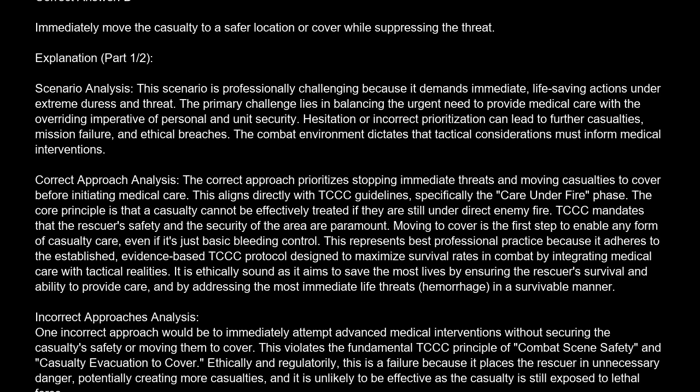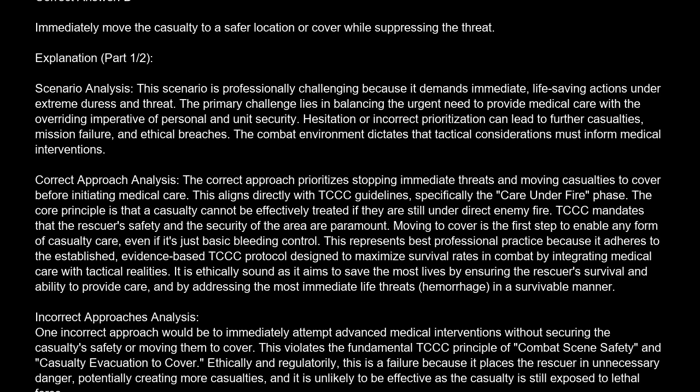Correct approach analysis. The correct approach prioritizes stopping immediate threats and moving casualties to cover before initiating medical care. This aligns directly with TCCC guidelines, specifically the care under fire phase. The core principle is that a casualty cannot be effectively treated if they are still under direct enemy fire. TCCC mandates that the rescuer's safety and the security of the area are paramount. Moving to cover is the first step to enable any form of casualty care, even if it's just basic bleeding control.